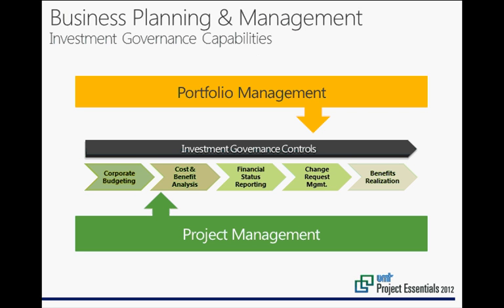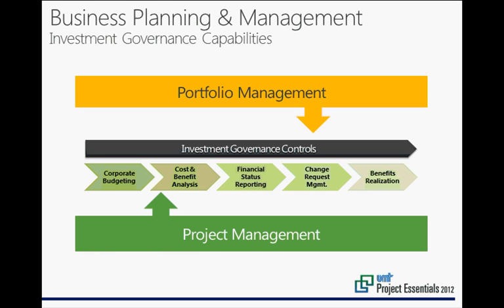So let's take a look at what is business planning and management. Business planning and management capabilities basically help organizations to establish an investment governance framework that is integrated and also complements their existing PPM tools and capabilities. In short, business planning and management helps organizations effectively control investments and financials across the entire life cycle.